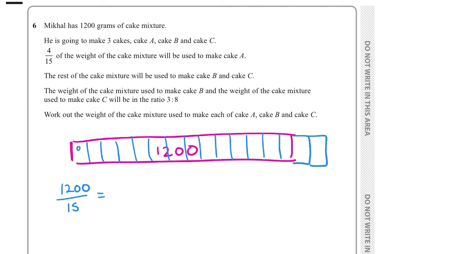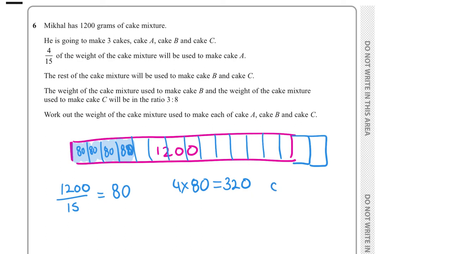80. So we know technically each one's worth 80. So 4/15 is how many 80s? 4 80s. So 4 times 80 is 320. Okay. So I know that 320 is going to be used for cake A, isn't it?